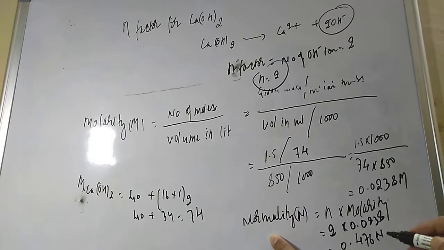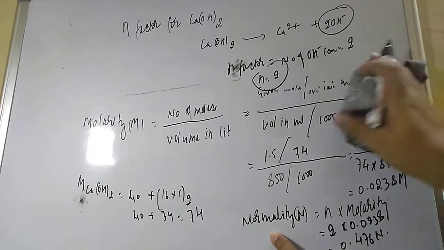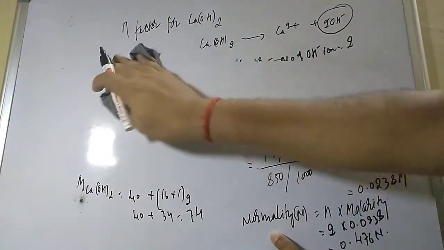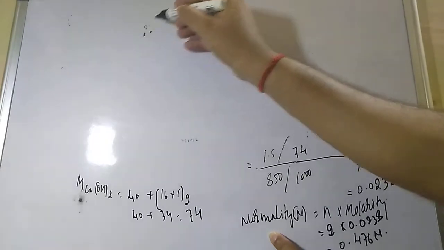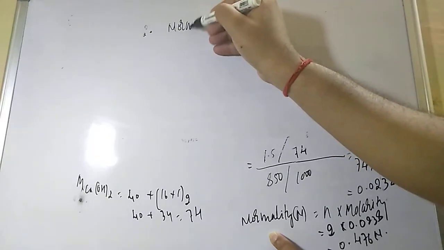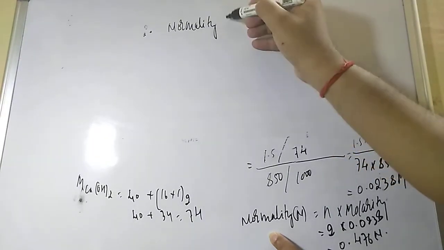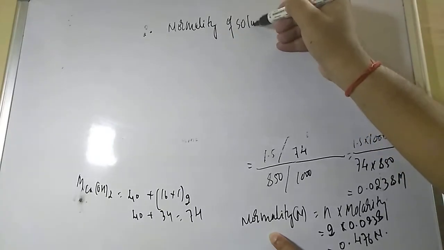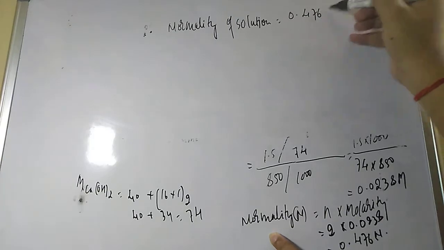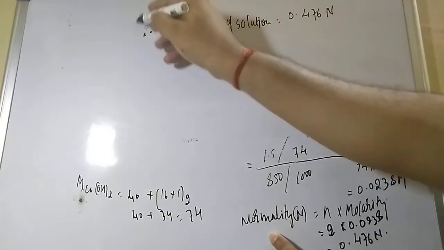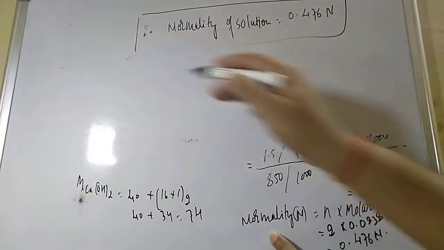0.476 normal. So on the top of the board I am writing, student: the normality of the solution, how much are you getting? That is 0.476 capital N normal. So this is our answer of the problem.